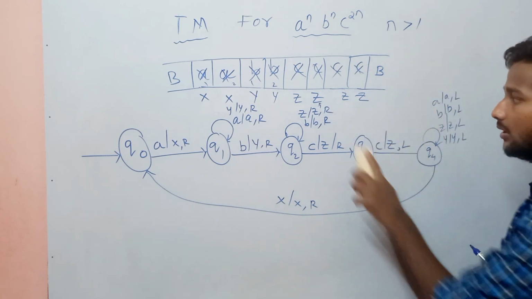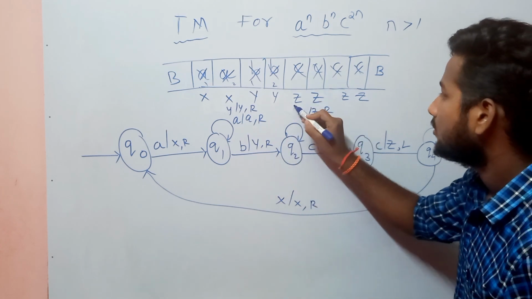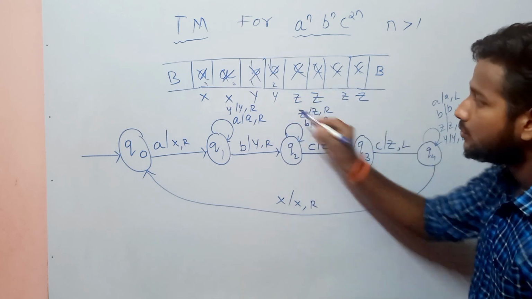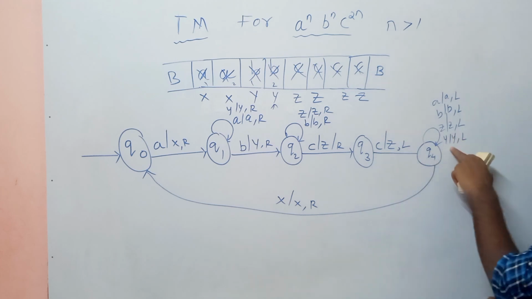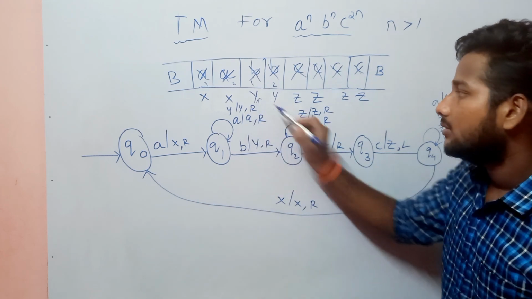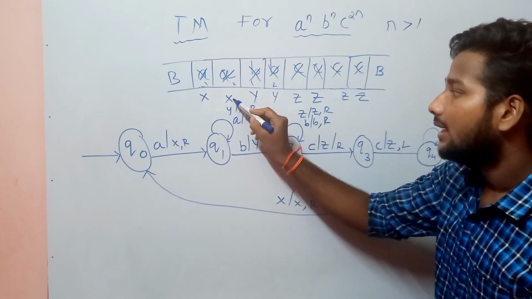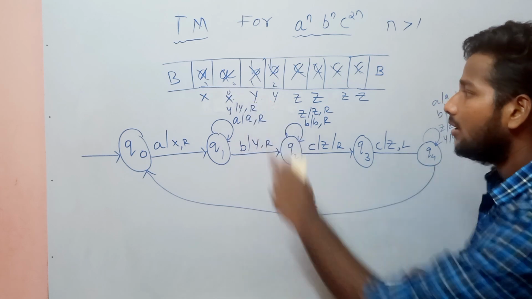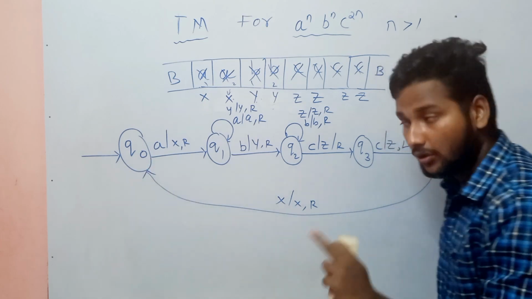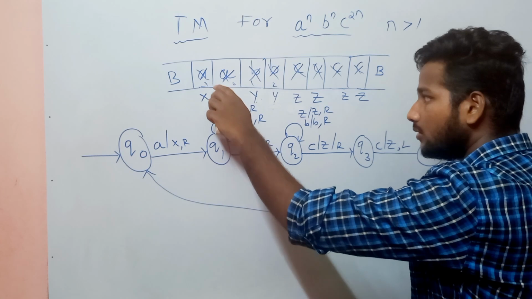Similarly, this Z also remains same and the pointer moves to here. Similarly, this Z also remains same and the pointer moves to this. This Y remains as Y and the pointer moves to this. This Y also remains same as Y and the pointer moves to X. The pointer is here. Whenever X is read in Q4 state, then simply it goes to Q0 state. The X remains as X and its direction is changed towards the right.